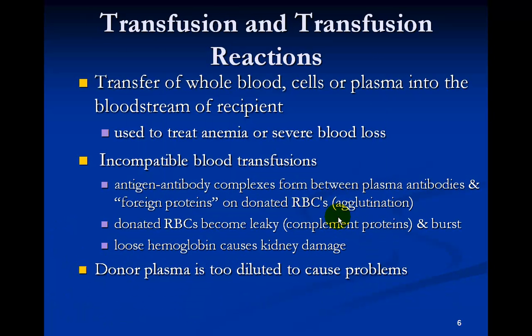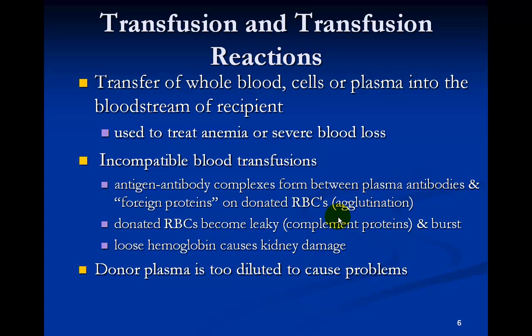Now transfusions and transfusion reactions occur when we transfer whole blood cells or plasma into the bloodstream of a recipient. We do this because we're treating anemia, severe blood loss, or other very specific diseases. Leukemia would be one. Sometimes sickle cell anemia, where we actually transfer all the blood out of the body and replace it with new blood. Well, what happens when you have an incompatible blood transfusion?